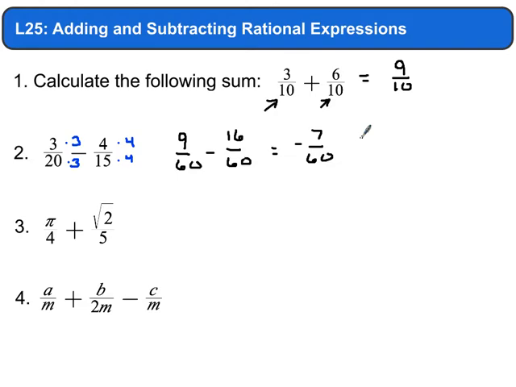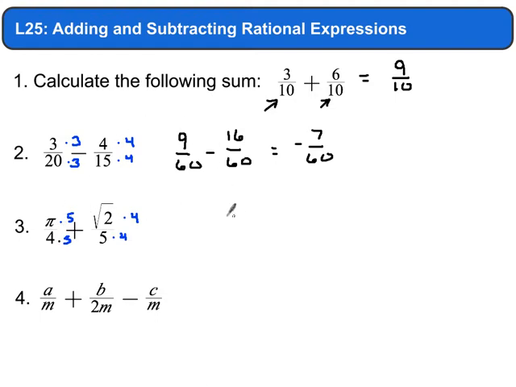So in number 3, nothing changes. We still have a denominator of 4 and a denominator of 5, so we need to get a common denominator. To do that, we're going to multiply this one by 5. And we're going to multiply this one by 4. And so, again, you just got to be careful with the writing a little bit.